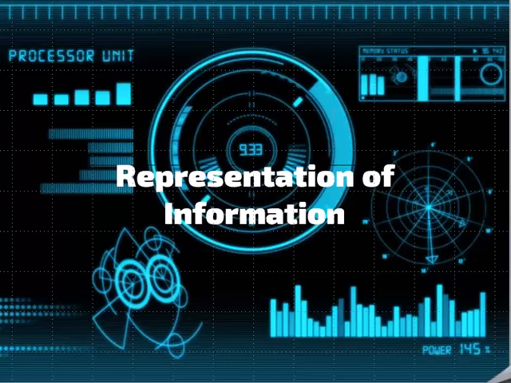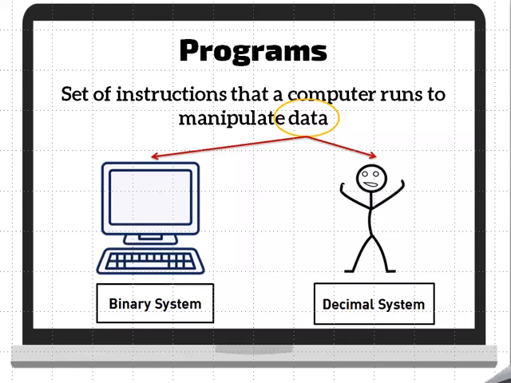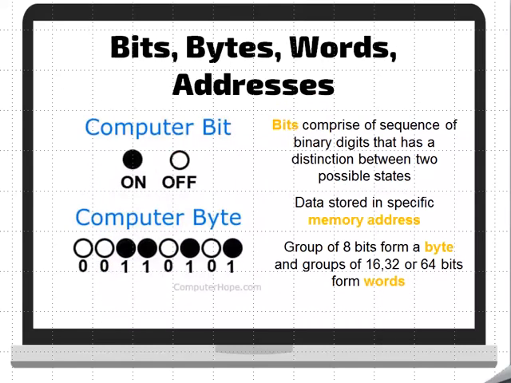So the first lesson in Module 1 is Representation of Information. Programs are sets of instructions that a computer runs to manipulate data, and this data can be represented using different systems, such as the binary system, which is used by computers, and the decimal system, which is used by humans. For these data, we use bits, which are comprised of a sequence of binary digits that has a distinction between two possible states to represent this data.